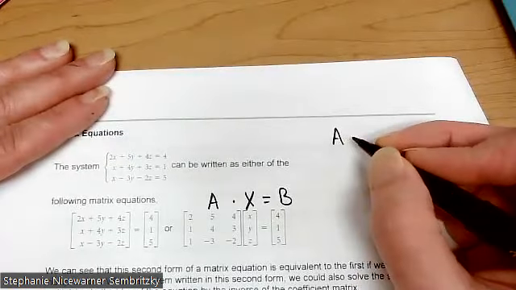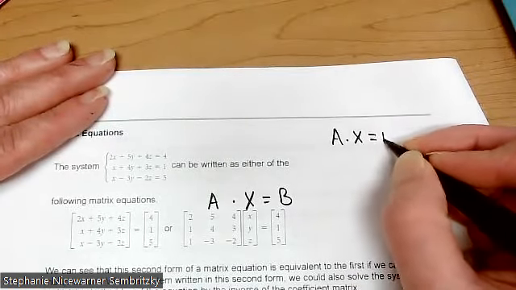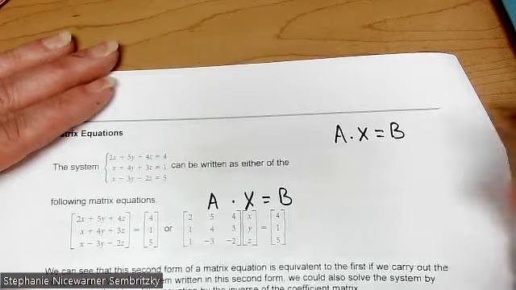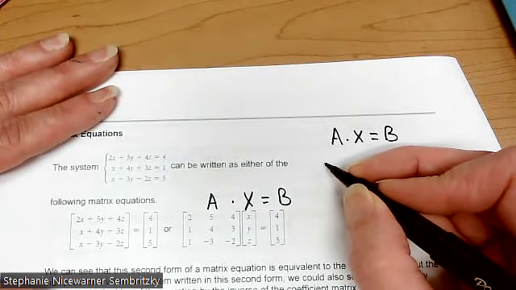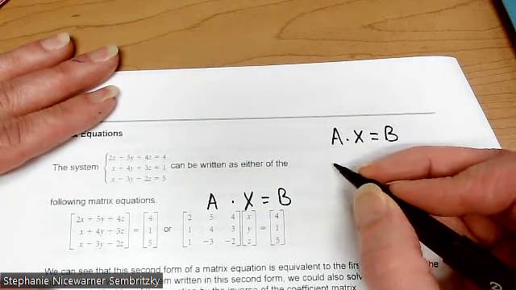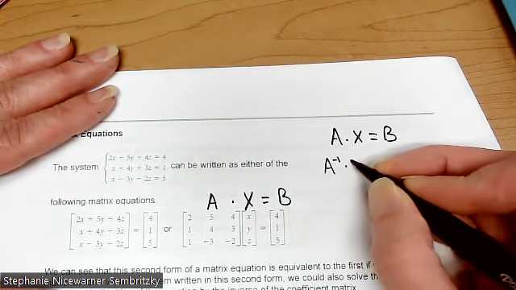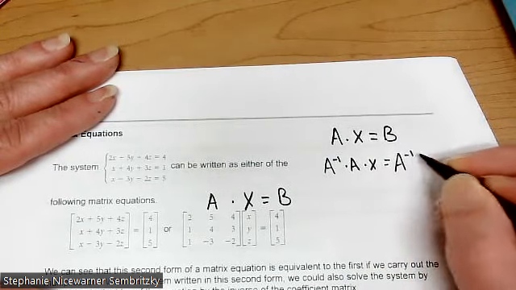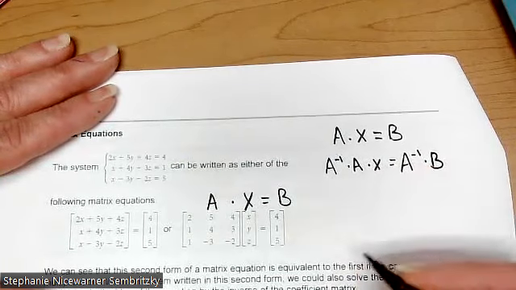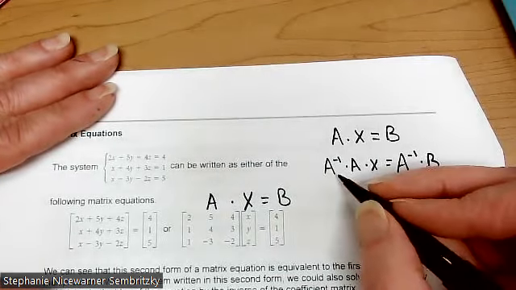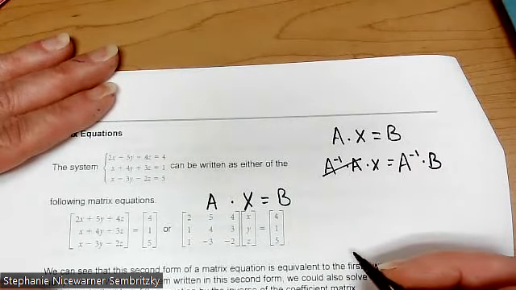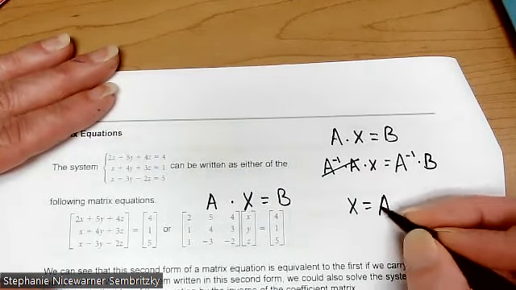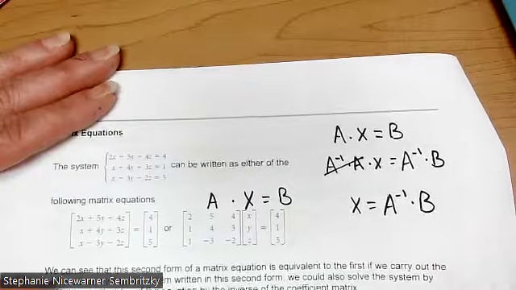Well, how would I solve that equation? Normally we would divide by A. Well, I can't divide matrices. But what I can do is multiply by the inverse. So I multiply by the inverse of A, and I've got to multiply this side by the inverse of A too. These two end up becoming the identity matrix, so they basically cancel each other out. To solve this matrix equation, I would take the inverse of A times B.